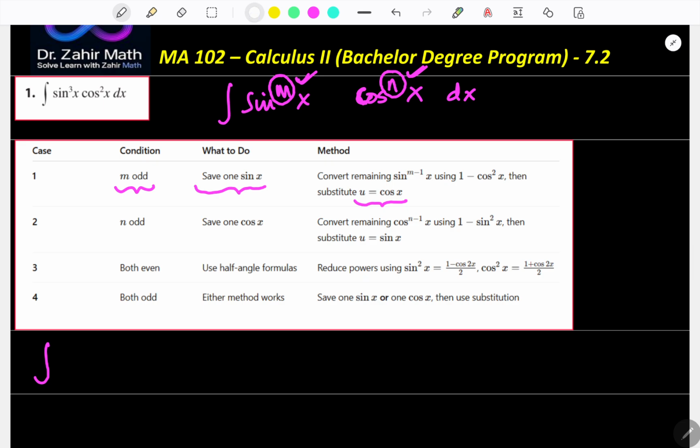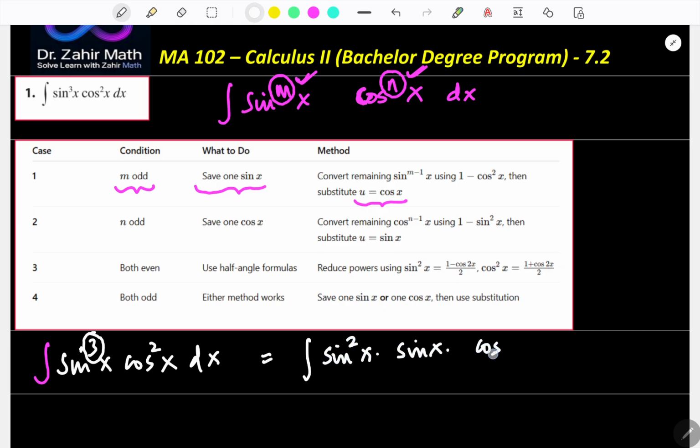Integral sine cube x cosine square x dx. Look at this. M is odd, right? Odd means what? Odd number 3. What does it say? Save 1 sin x. It means I'm going to write this as sine square x times sine x and then cosine square x dx.